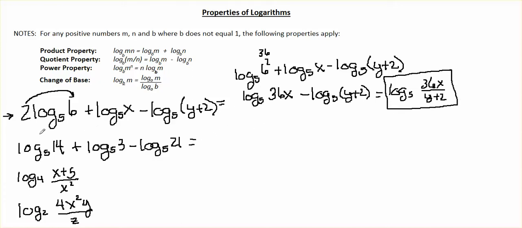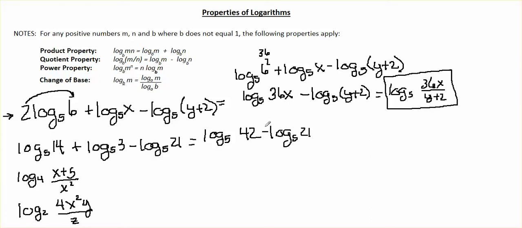So let's do this one. Let's deal with our numbers in front first. This one has no number, this one has no number, and this one has no number. So we're good there. We don't need to use our power property, but let's start combining this addition. That addition is our product property, and we're going to multiply 3 times 14 to combine it back into one log. So we'll get log base 5 of 3 times 14, which is 42.